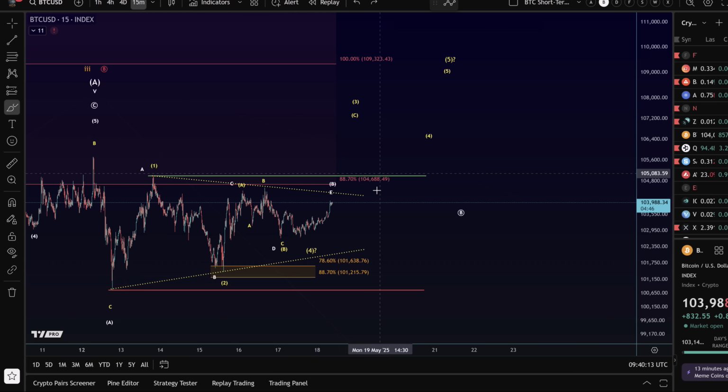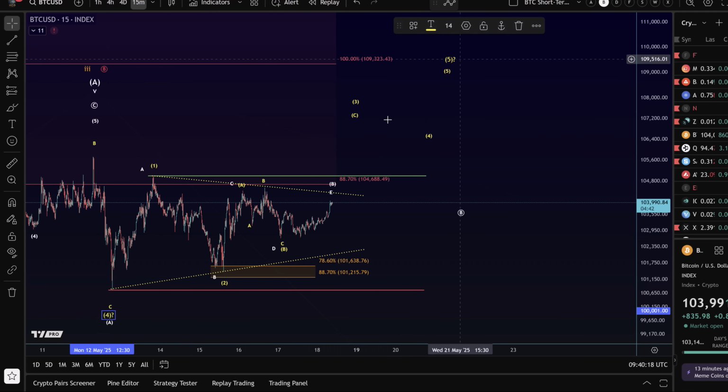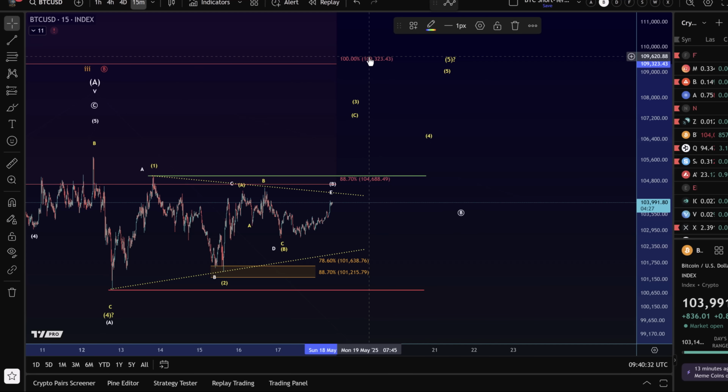Also possible, but that's just a different way of labeling it, to call the move up a diagonal pattern in which we completed waves 1 and 2. This here could now be a third wave in the making as an ABC structure. Then we can get a wave 4 and a wave 5 and have five waves up in wave 5, potentially reaching to 109K because that's the next larger degree resistance level. So yeah, that's the update on Bitcoin.